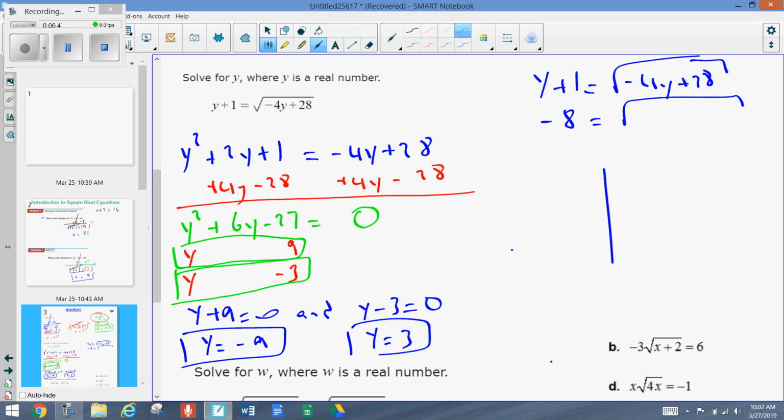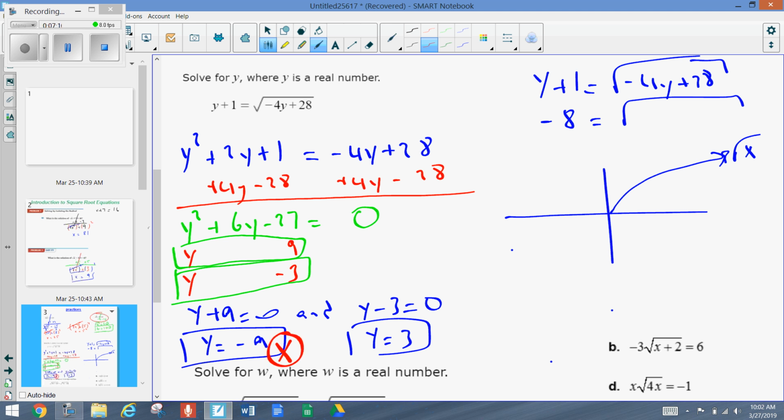Remember the square root function. Do you remember the square root function? It's in the first page of your binder, the parent function of square root. So square root functions cannot be negative. What we got here is negative. So that means this is an extraneous solution. This is not correct. It doesn't satisfy, so this is not the solution.